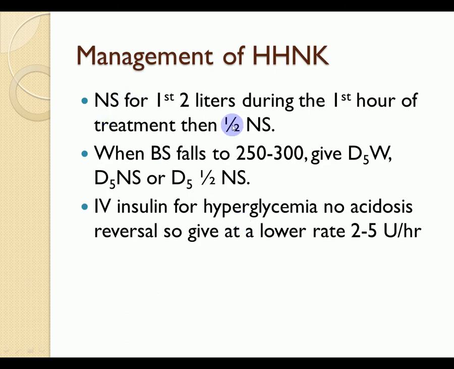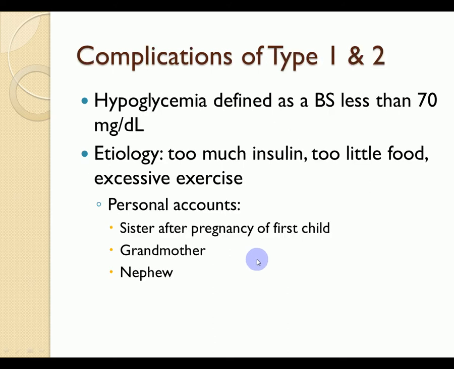Normal saline for the first 2 liters during the first hour of treatment, and then half normal. When blood sugar falls to 250 to 300, again, we're going to convert over. IV insulin for hyperglycemia. No acidosis reversal is needed, so we give it at a lower rate, usually 2 to 5 units per hour. Potassium is not as much a concern because there's some insulin in the cell, because the insulin is on board.